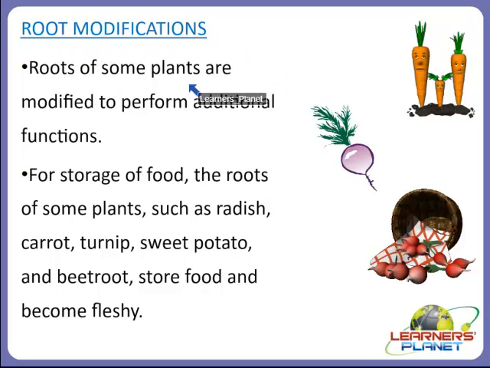Yes, roots of some plants are modified to perform additional functions, like we discussed. For storage of food, the roots of some plants such as radish, carrot, turnip, sweet potato and beetroot store food in them and they become fleshy. Here you can see beautiful pictures of such roots which get modified for the storage of food. They perform the function of storage of food. In the same way, there are other modifications too. So let us have a look at it.